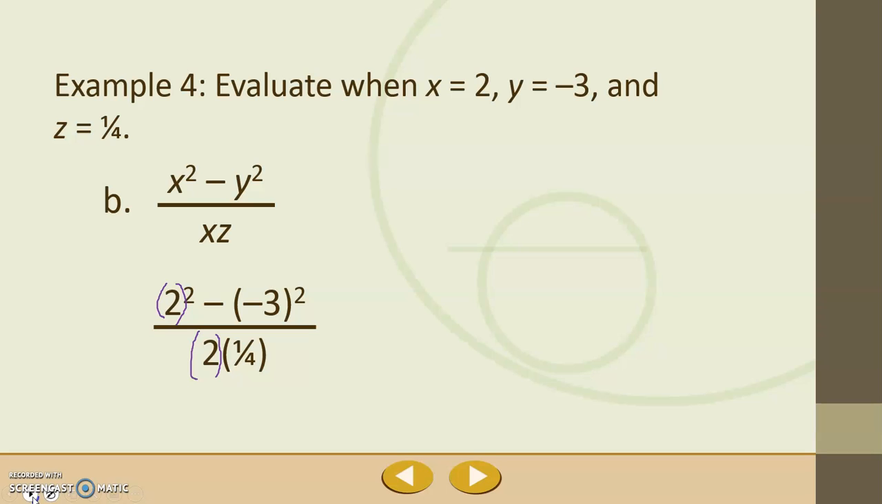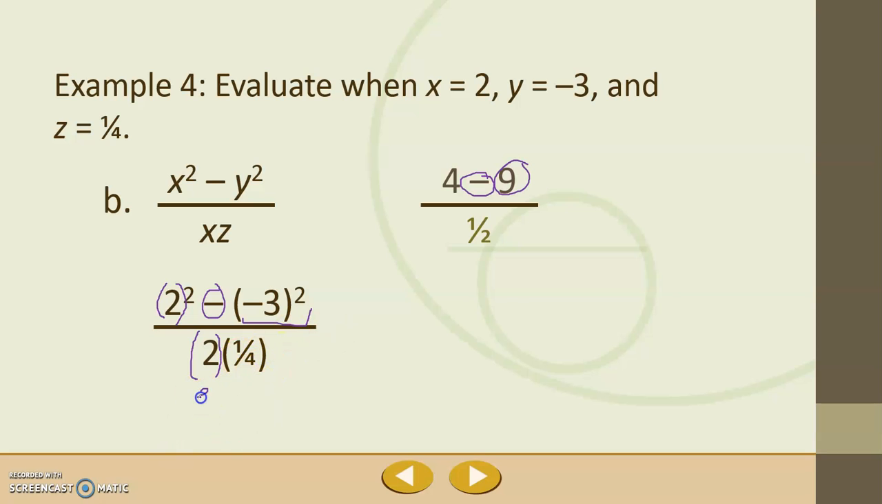We don't have anything inside the grouping symbols we need to simplify, but we do have some exponents. 2 squared simplifies to 4, and -3 squared simplifies to 9. Again, this subtraction sign does not get changed. We're going to leave it there. 2 times 1/4 becomes 1/2.